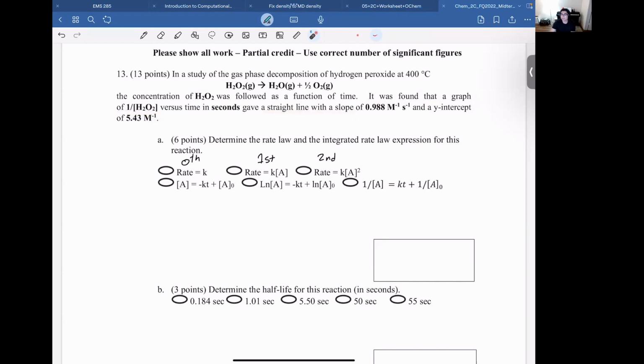12 on the 2021 spring exam. Sure. I'll do that after.